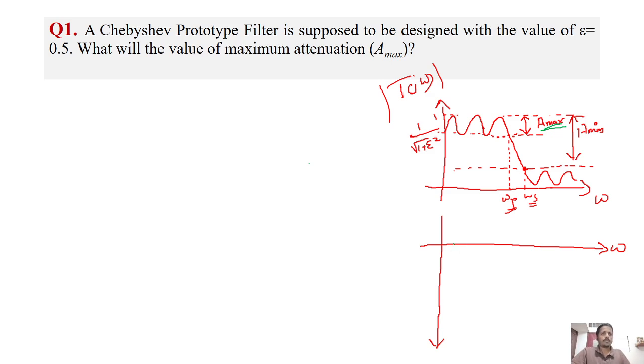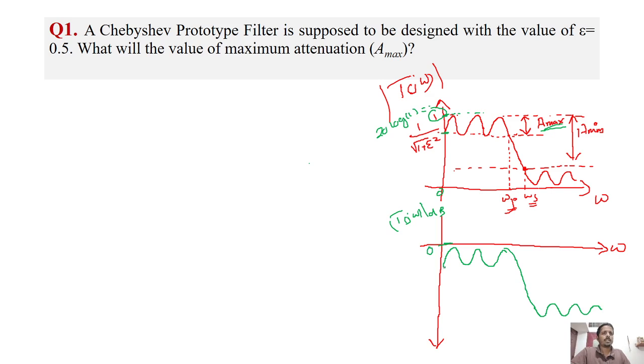If I draw this in dB, T of j omega in dB, I'm assuming the shape will be somewhat like this. At the stop band, it may start at this point or this point. So what is the maximum value here? It is 1, right? So 20 log of 1 is equal to 0, so that's why we start with 0.